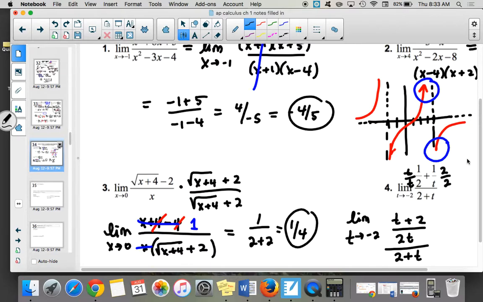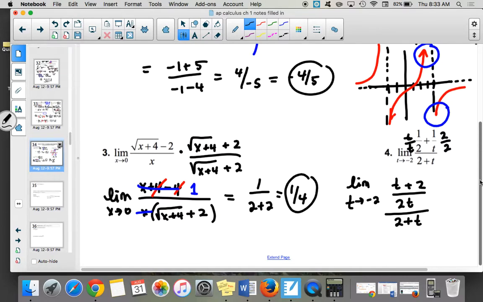So t plus 2 divided by 2t, and then all divided by 2 plus t. So what we're thinking of is we have our t plus 2 over 2t, and we're dividing by the 2 plus t, which is the same as multiplying by 1 over 2 plus t. Okay, did you all get to that step?